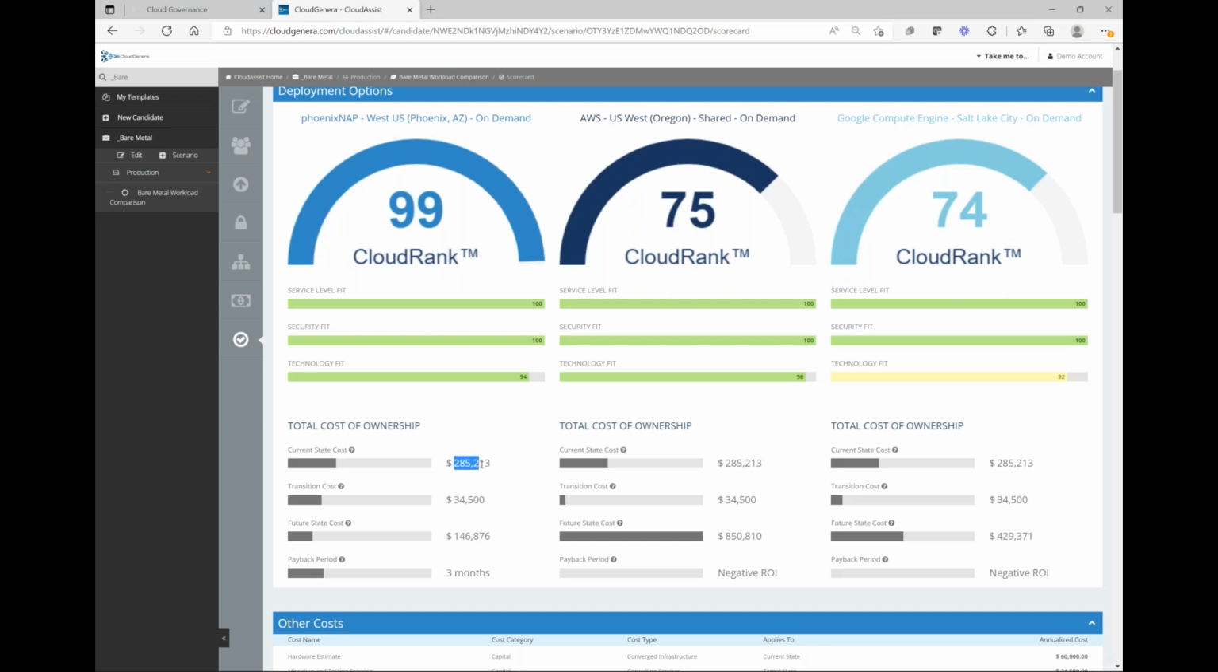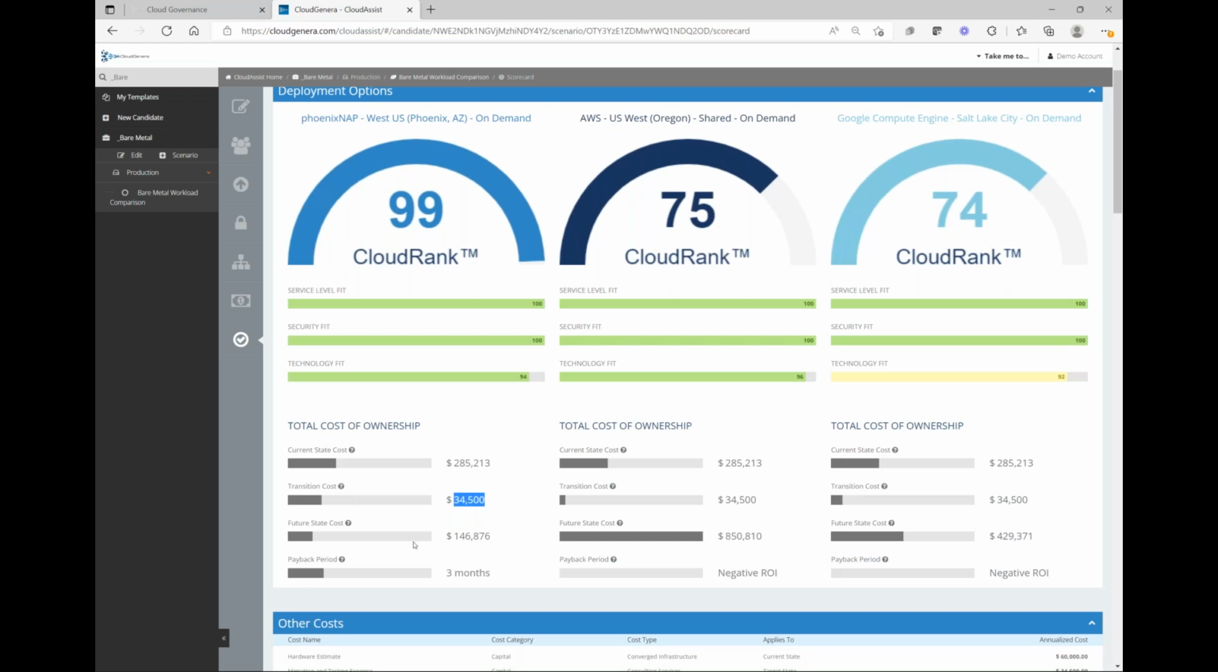CloudGenera, using our benchmark or using customer data if they have it available around their costs, has calculated an annual total cost of ownership to operate. And so that's the same across all three providers. We've also estimated a transition cost. And so for you as a channel partner, this is how you can leverage this platform to justify the investment the customer needs to make in doing a migration or a modernization activity.